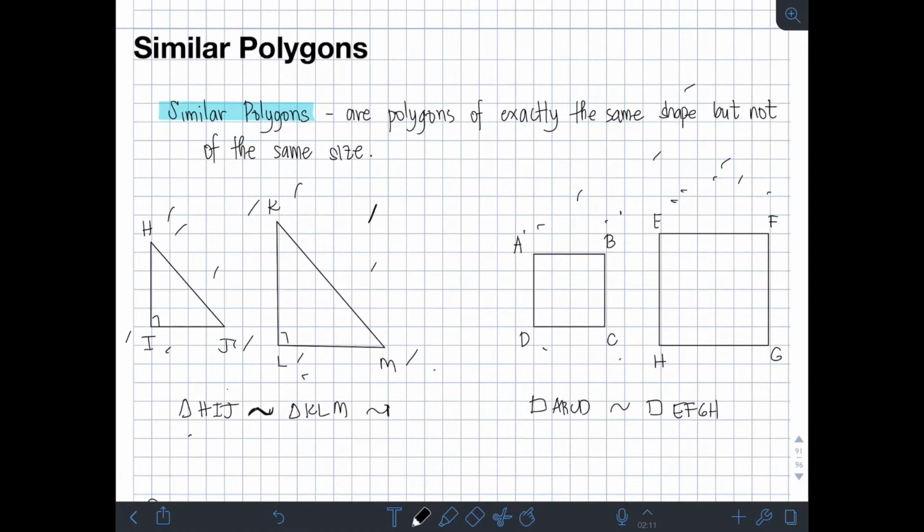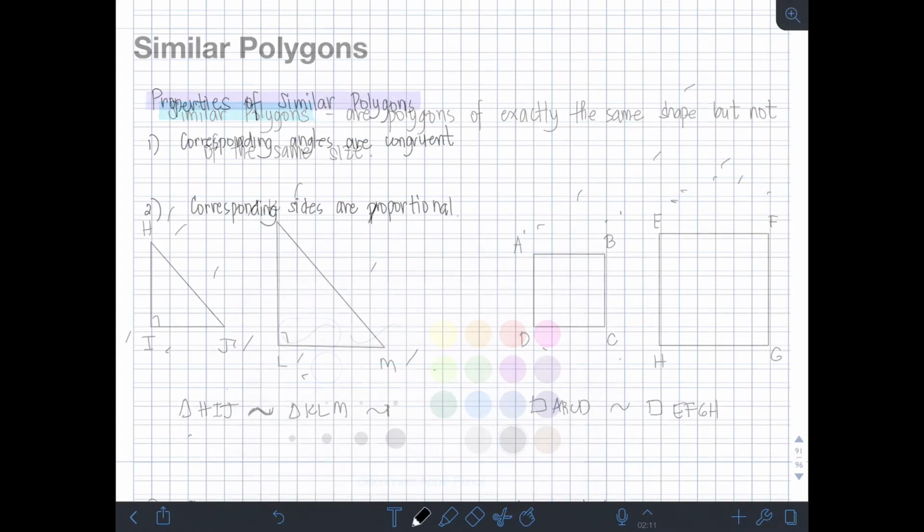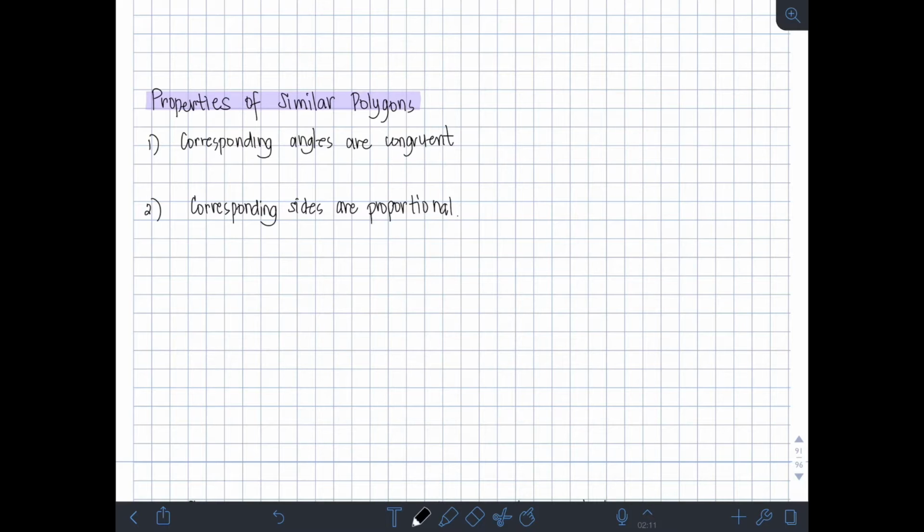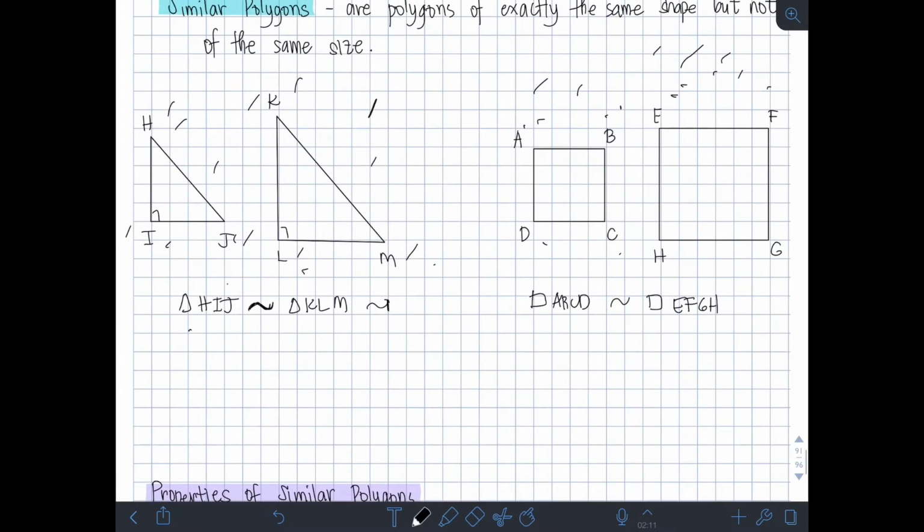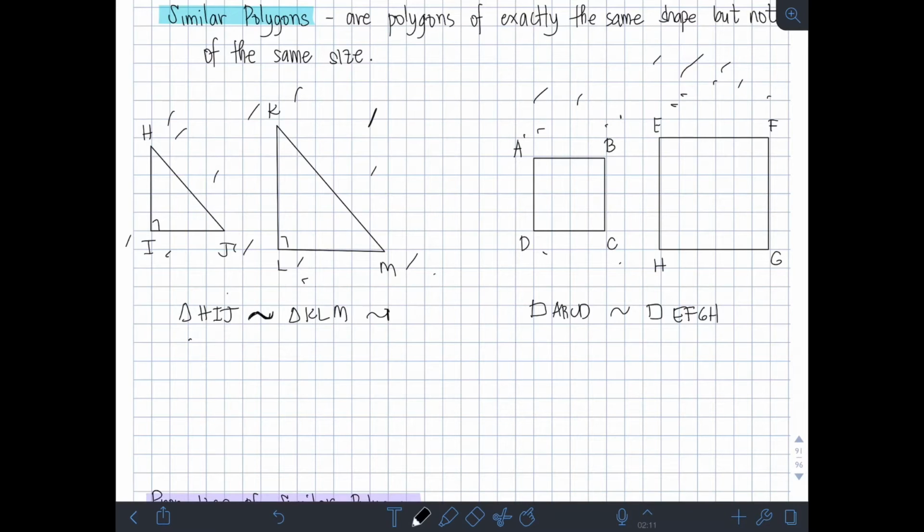Okay? So, itong similarities pwede natin i-extend up to n-sided polygons. So, pwede rin sa pentagon, hexagon, heptagon, and so on. Okay? So, let's now have the properties of similar polygons. So, yung unang property is corresponding angles are congruent. So, therefore, dito sa ating example, dito sa dalawang triangles, dapat congruent yung corresponding angles. So, angle H is congruent to angle K. Then, yung angle I is congruent to angle L. And angle J is congruent to angle M. Okay?